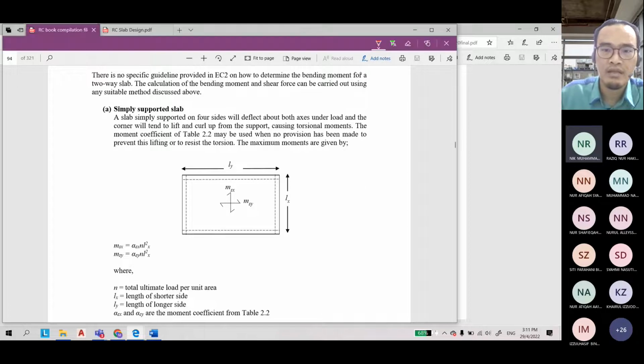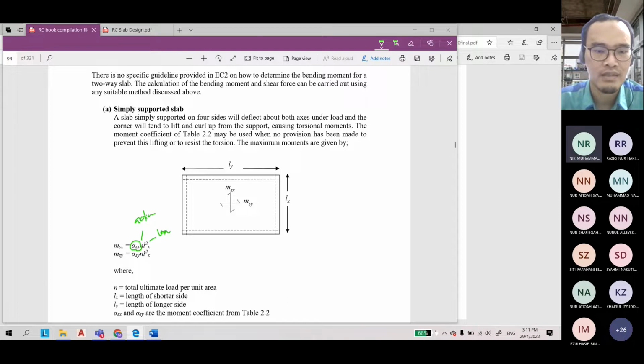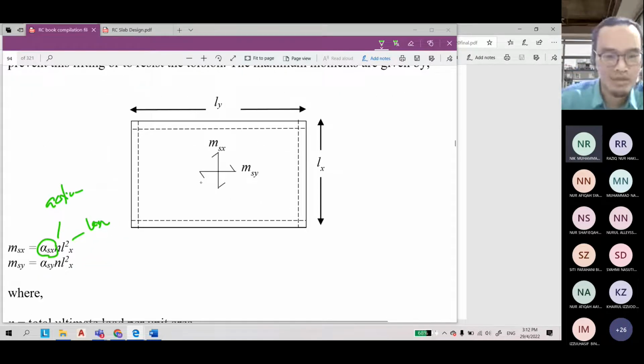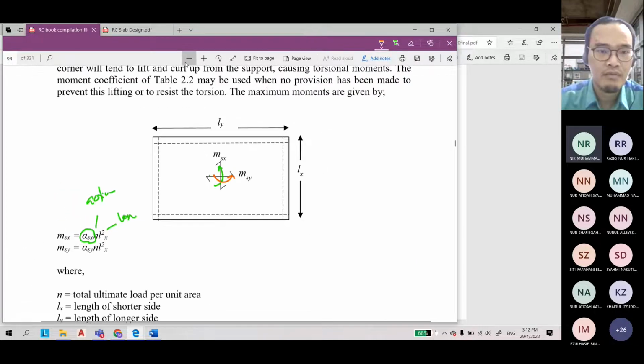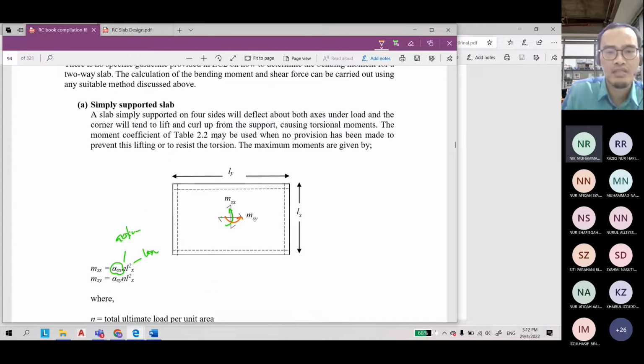I hope you still remember that in order to obtain the bending moment for a simply supported two-way slab, we have to multiply the action and the shortest length, Lx, by the coefficients alpha Sx and alpha Sy for the X and Y directions respectively. This is the bending moment for the X direction, and this one is the bending moment for the Y direction.